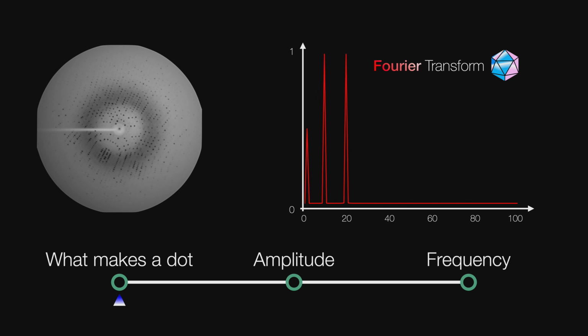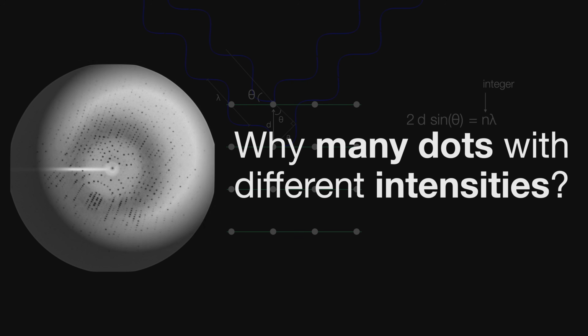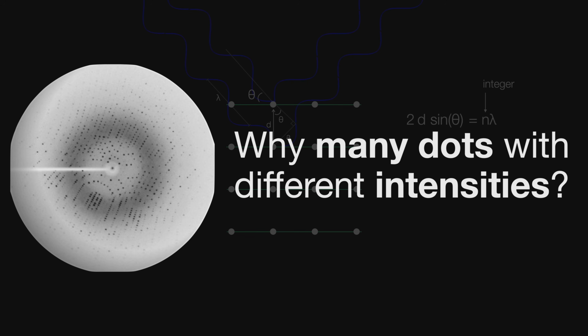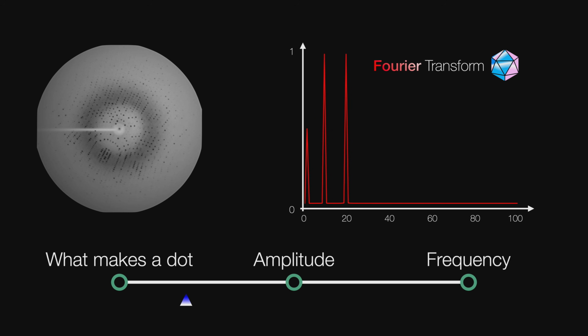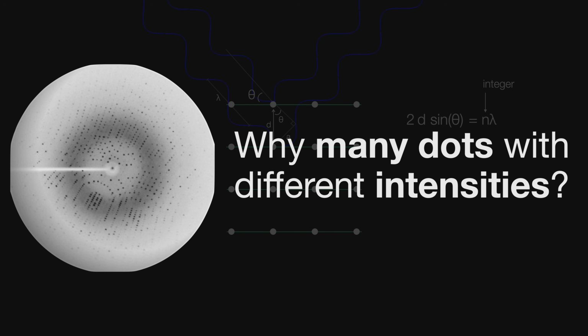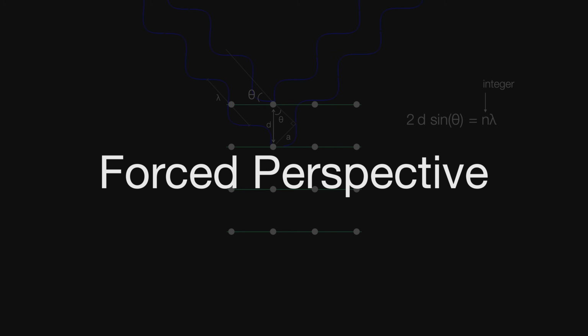Intensity and frequency. If you look closely at these dots, you'll notice something. They're not all equal. Some are darker and some are lighter. And spoiler alert, those differences, they do represent the intensities in the Fourier transform. But why? Well, I kinda played a trick on you.